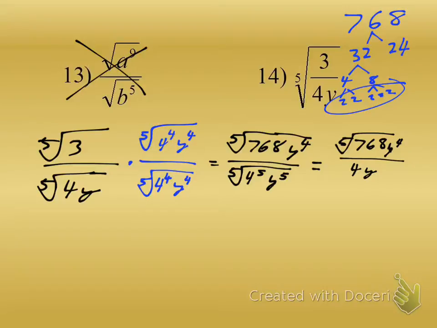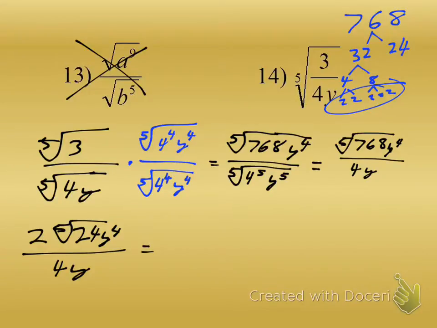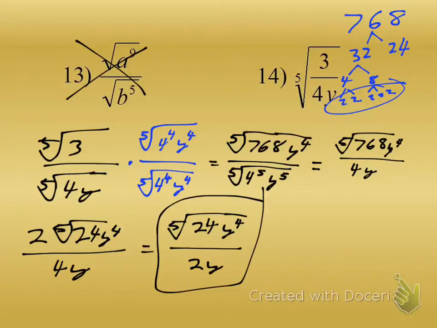Okay, so your numerator then simplifies to, sorry, hold on, 2 times the fifth root of 24y to the fourth, all over 4y. And then you can do what with that 2 and 4? Reduce. Reduce it. So the fifth root of 24y to the fourth, all over 2y. That's your final answer, ladies and gentlemen. Because that 2 and that 4 cancel.